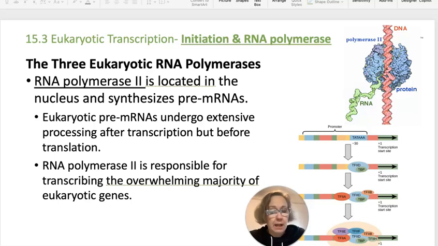All right, polymerase 2, located in the nucleus, and this is going to synthesize our pre-mRNAs. So this is what is going to synthesize our mRNA into the RNA that is going to leave the nucleus. So for that, we are going to need RNA polymerase 2. They undergo extensive processing after transcription, but before translation. And RNA polymerase 2 is responsible for transcribing the overwhelming majority of eukaryotic genes. So RNA polymerase 2, very important, and is associated with your mRNA.